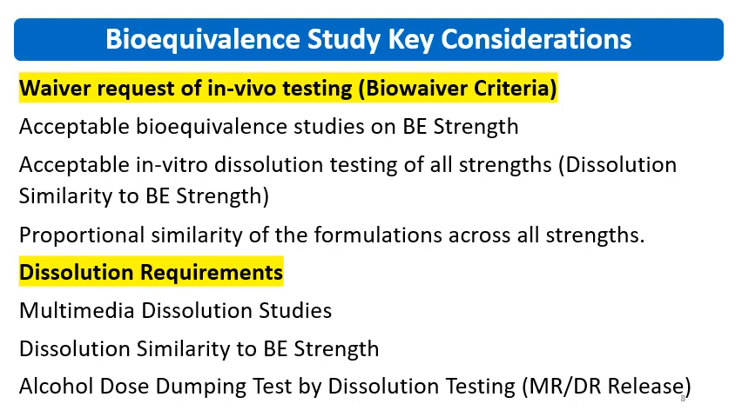Then proportional similarity of the formulations across all the strengths. So this proportional similarity is another criterion. For this I have made two to three videos, and the title of those videos is Bioequivalence for additional strength. So you can go through those videos to have an in-depth understanding.